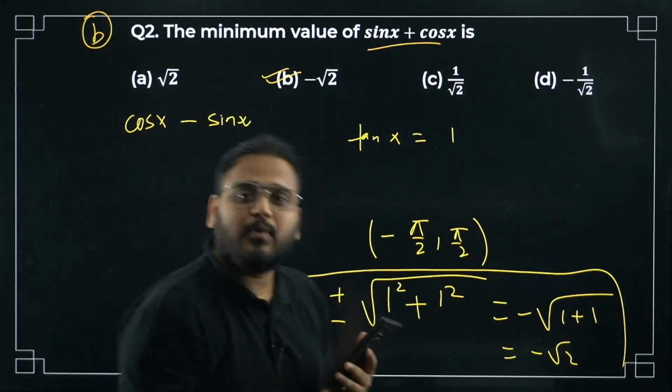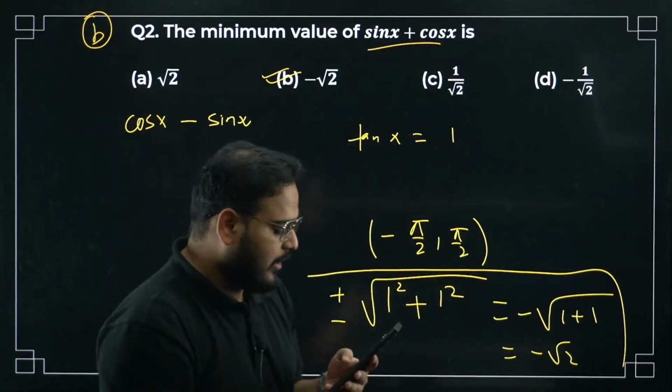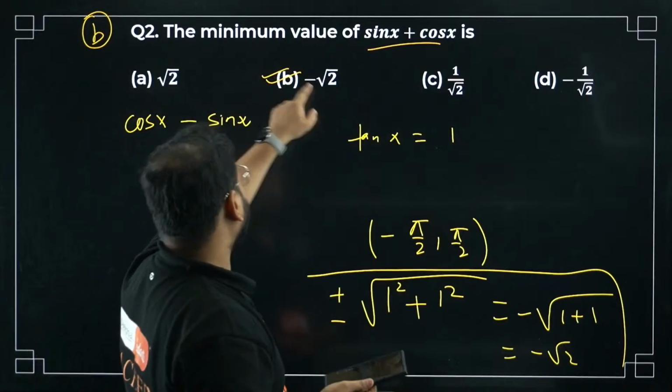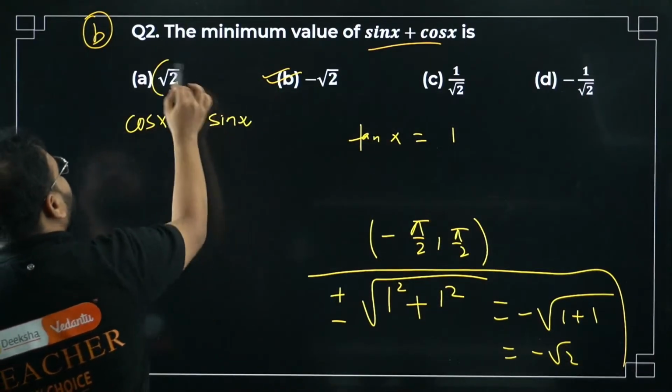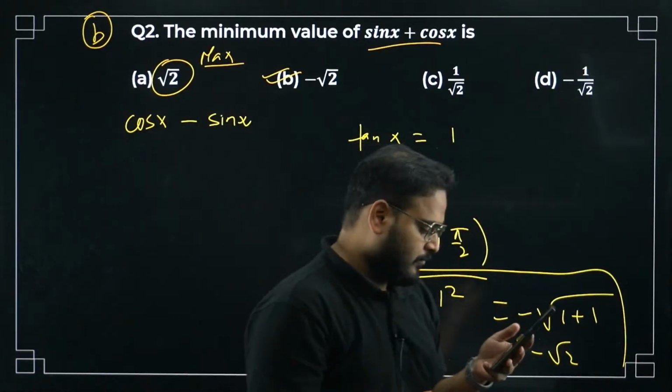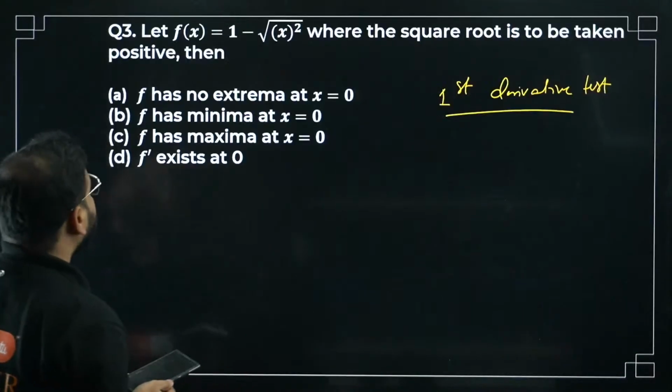From there you can put the x value and get the answer. The minimum value, what is this going to be? Minus root 2. The maximum value will be this. This is your maximum value, and this is your minimum value. Let's get back to question number 3 now.